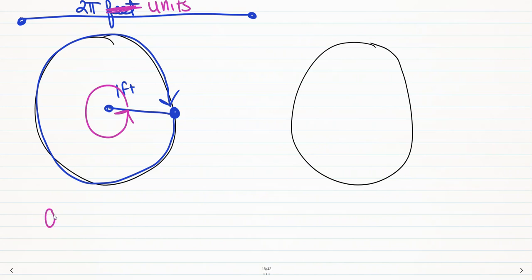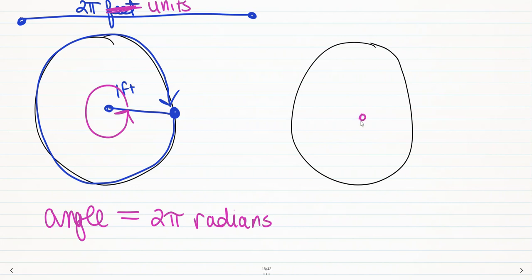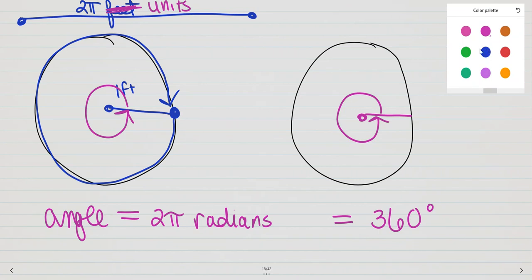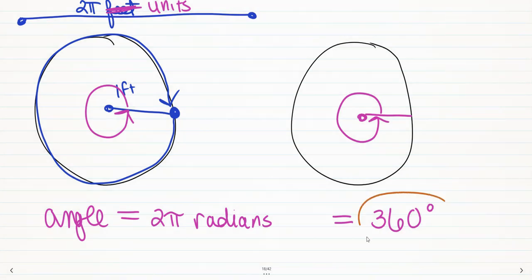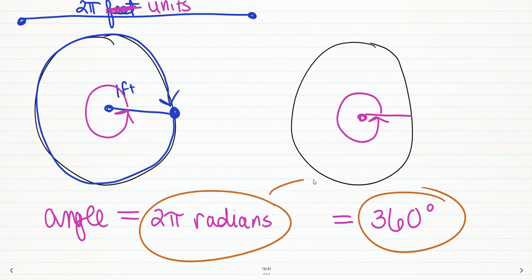And in this case, it's 2 pi radians, because radian is a measurement for an angle. You may be more familiar with measuring an angle in degrees, and you probably recall that the angle measurement all the way around is 360 degrees. So do you see the connection we can make here is that 360 degrees and 2 pi radians are equivalent.